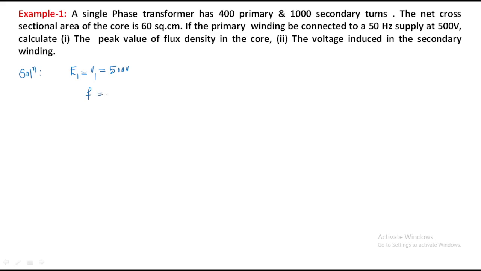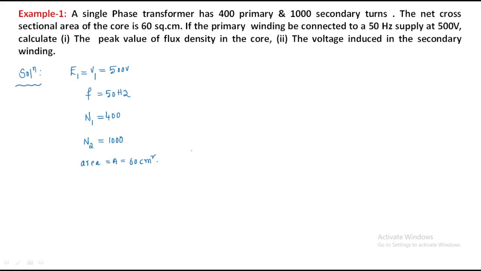And then frequency, which is equal to 50 hertz. And what about primary turns? Those are nothing but N1, which is equal to 400. And secondary turns N2 are 1000. And given that the area of the core is 60 centimeters square. So this is the given data.